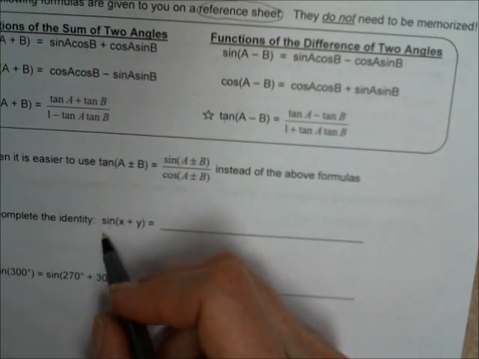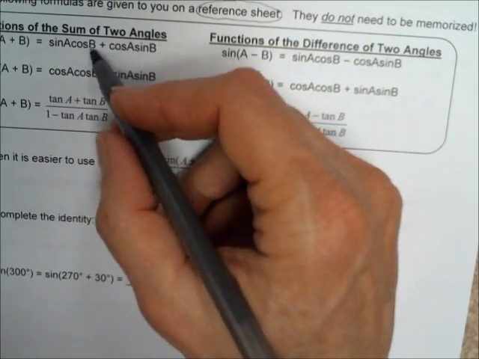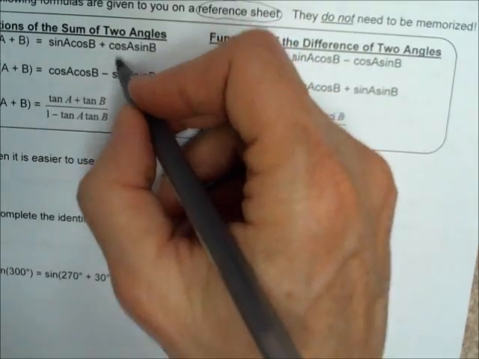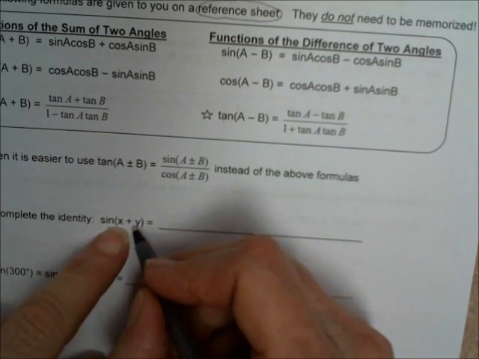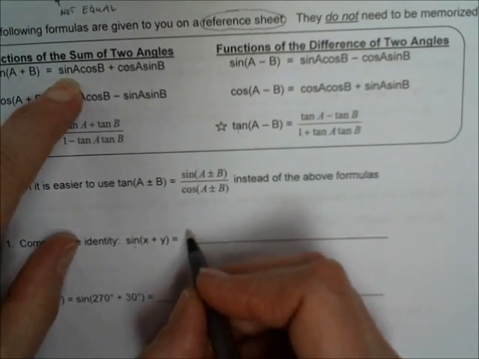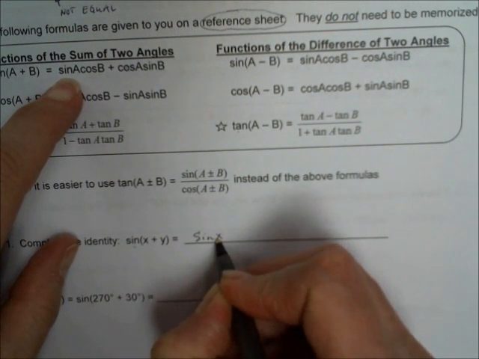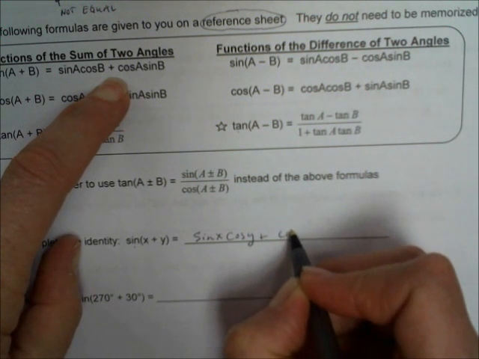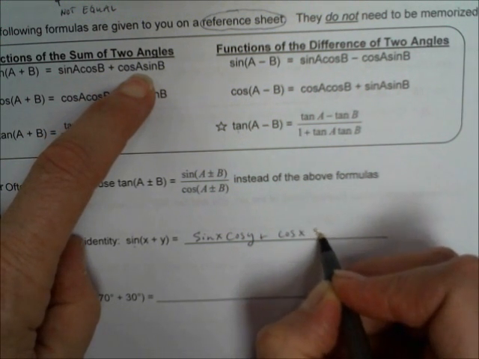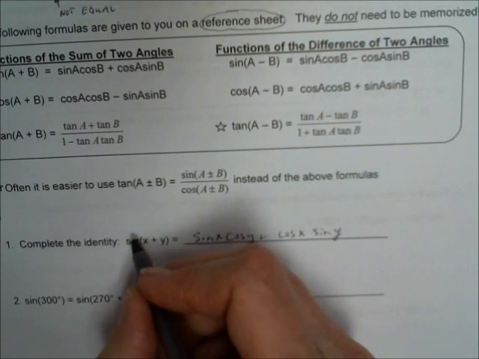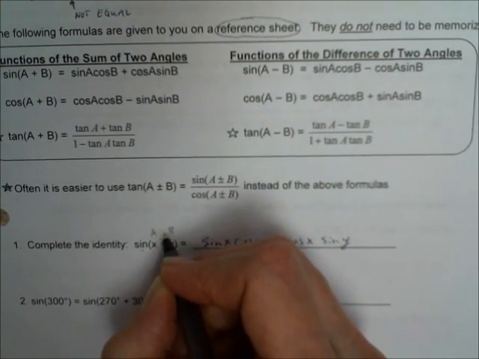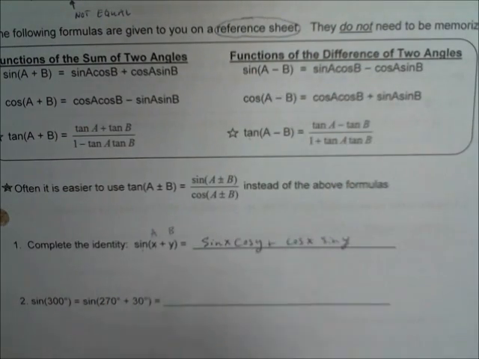What we do is we go up to our formulas that are given to us, and anytime you see an a, you replace it with an x. Anytime you see a b up here, you replace it with a y. So the sine of x plus y is the same thing as the sine of x times the cosine of y plus the cosine of x times the sine of y. Because we've used this formula up here, we're just pretending that the a value is x and the b value is y. So we're just looking up here and replacing them.